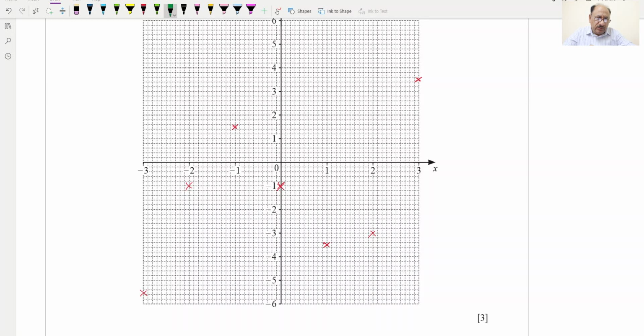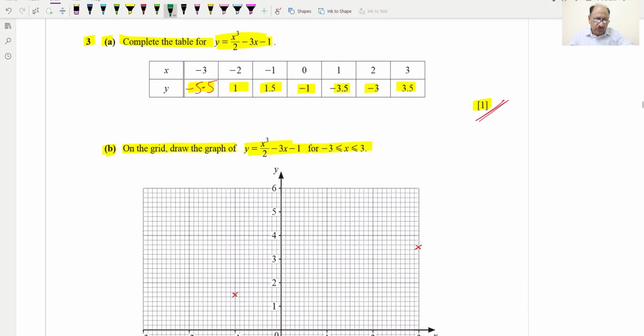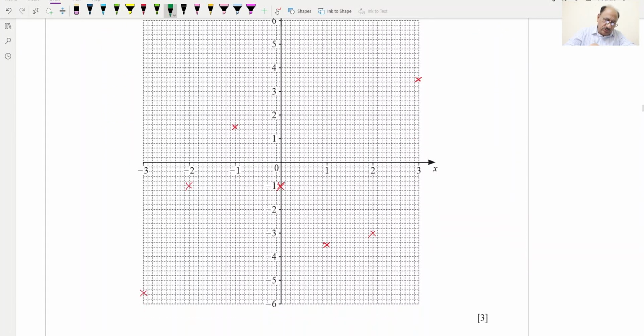We have drawn this, I think, but we can double check. Minus 2 is which value? Minus 2 is 1, not minus 1. So this one we can rectify. This will be minus 2 and 1. So we can take this point, minus 2 and 1. Yes, now it looks nice.